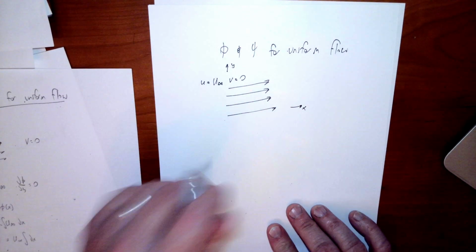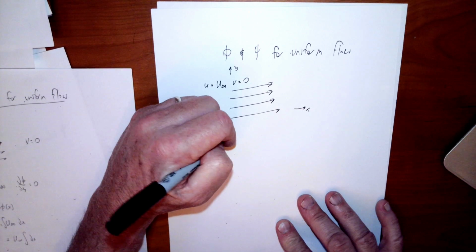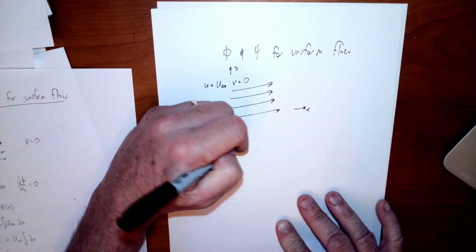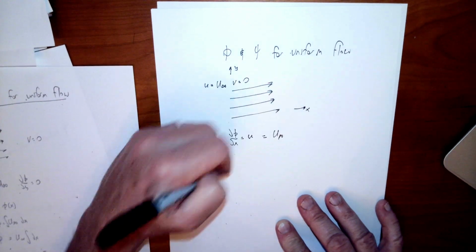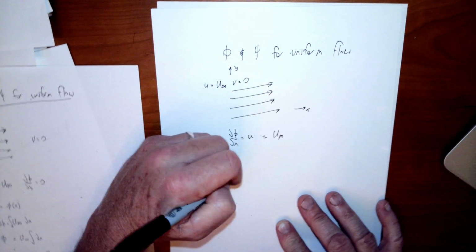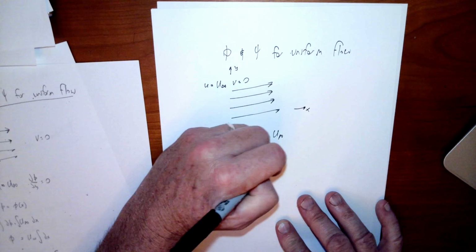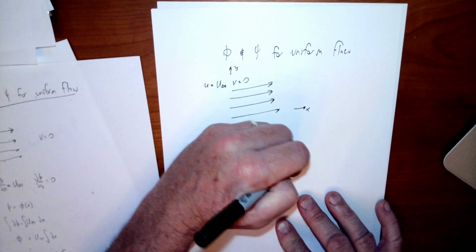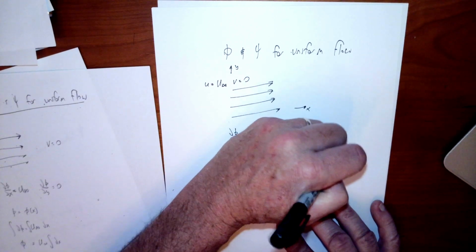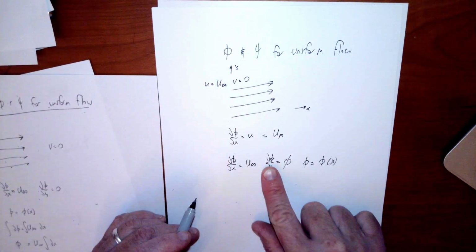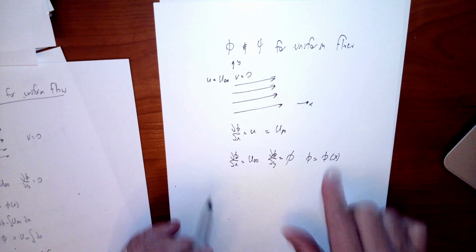So we know that for the potential flow, d phi dx is equal to U, which in this case is equal to U infinity. So we have the equation that d phi dx is equal to U infinity, and d phi dy, which is equal to V, is equal to 0, which means that phi is only a function of x, right? There's no y dependence of phi. So phi is only a function of x.